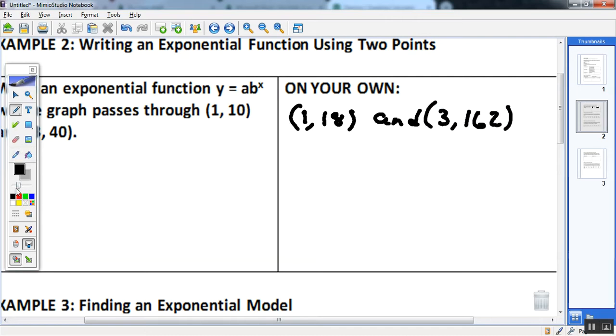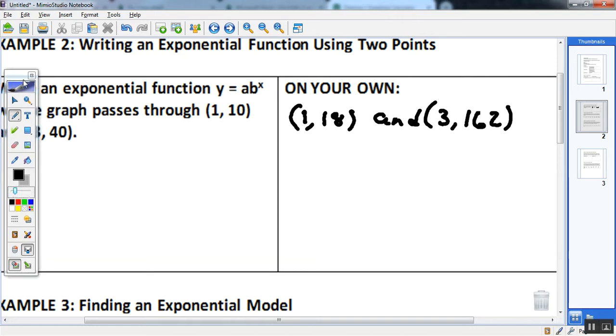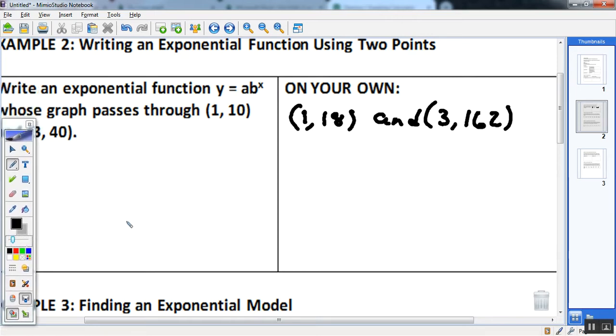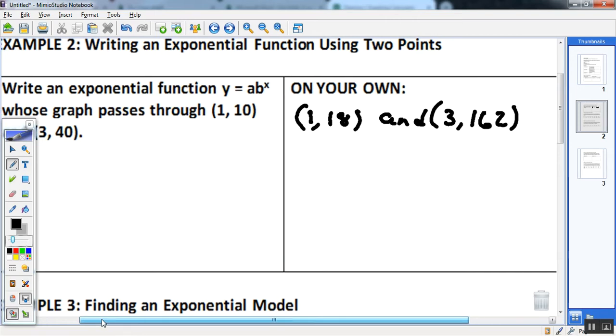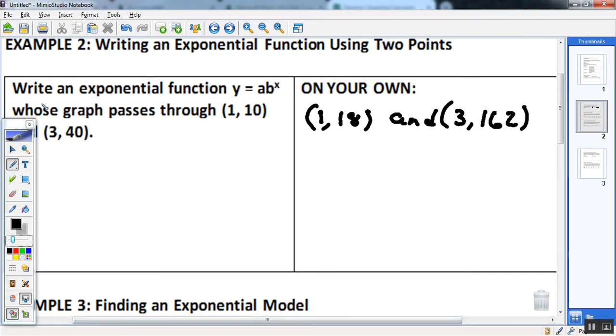Take a look at your directions on the left again. What are we supposed to do? Take 2 divided by 1, so the second point that we get over the first. We want to write an exponential function of the form what, kids? Y equals AB to the x.